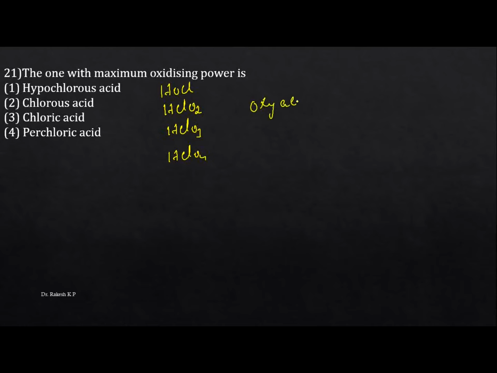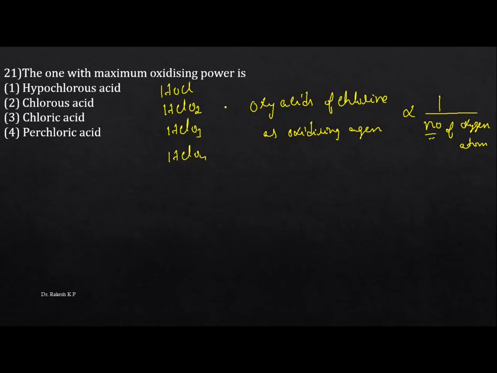Oxy acids or oxo acids of chlorine. The oxo acids of chlorine as an oxidizing agent: whenever they act as an oxidizing agent, you have to remember this concept, that the oxidizing power is inversely proportional to the number of oxygen atoms. That means if the number of oxygen atoms is less, the oxidizing power will be more. In this case, this has only one oxygen atom, hence it has the maximum oxidizing power. Hence the option is the first one.